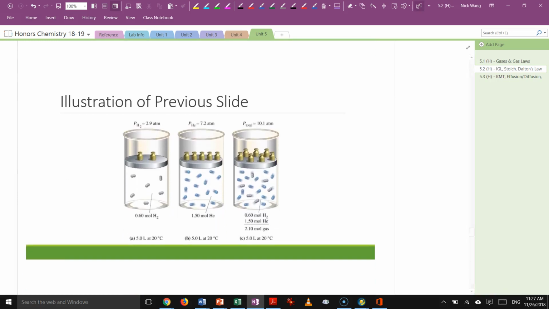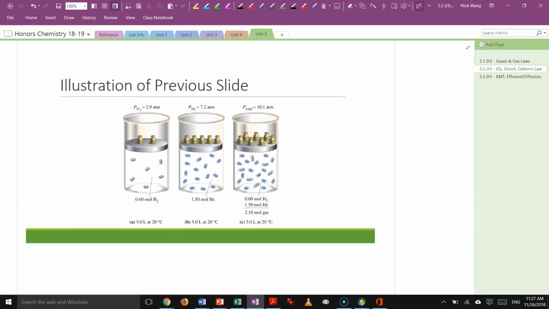And that's what this slide right here is showing. So let's break this down. First of all, on the left side, you have one of these little pistons here. This piston has a little disc on top of it, held down by these two weights. And then here you have all the little H2 in there. Turns out there's 0.6 moles of H2 in there. That's not super important, but the idea is that this does have 2.9 atmospheres of pressure.